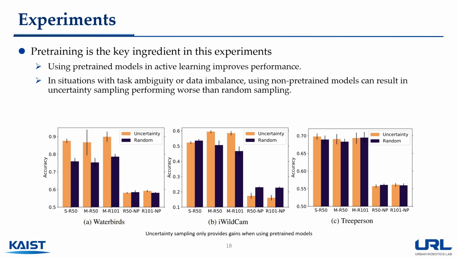In situations with task ambiguity or data imbalance, using non-pre-trained models can result in uncertainty sampling performing worse than random sampling.